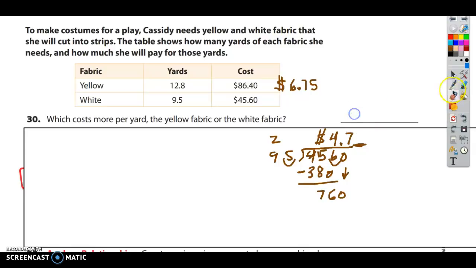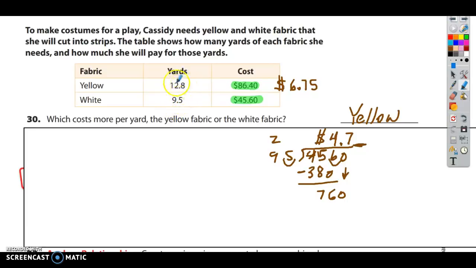But I guess it asks which color. Which costs more per yard, the yellow fabric or the white fabric? It's the yellow. And if we analyze those numbers, I could have done this at the beginning, but if you notice the cost of the yellow, it's almost double the cost of the white, but the amount of yards is not double.